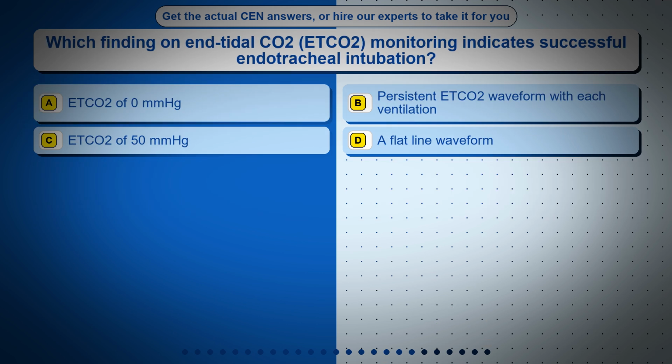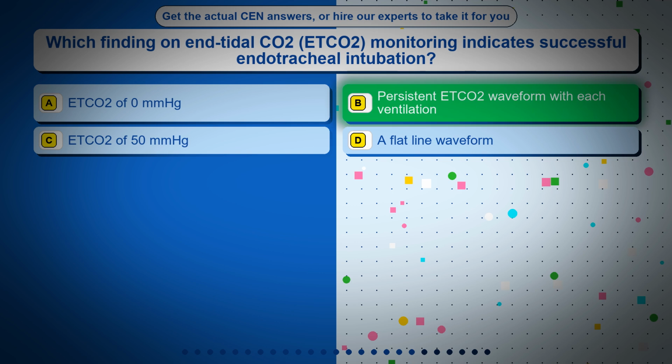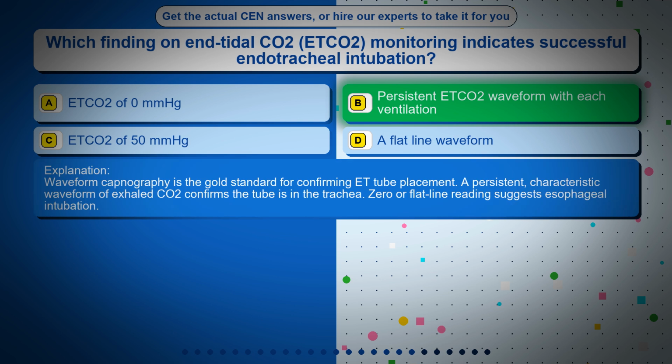Question 19. Which finding on end-tidal CO2, ETCO2, monitoring indicates successful endotracheal intubation? Option A, ETCO2 of 0 mm Hg. Option B, persistent ETCO2 waveform with each ventilation. Option C, ETCO2 of 50 mm Hg. Option D, a flat line waveform. The correct answer is option B, persistent ETCO2 waveform with each ventilation. Waveform capnography is the gold standard for confirming ET tube placement. A persistent, characteristic waveform of exhaled CO2 confirms the tube is in the trachea. Zero or flatline reading suggests esophageal intubation.